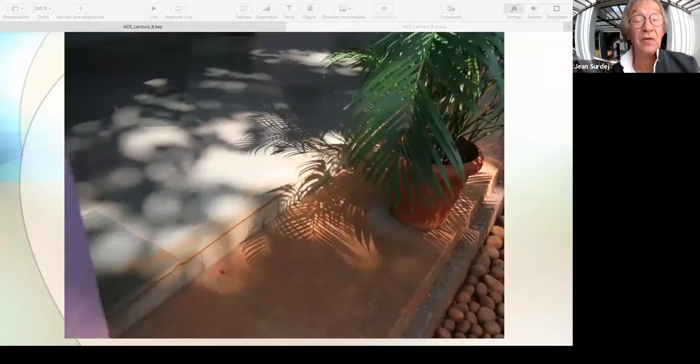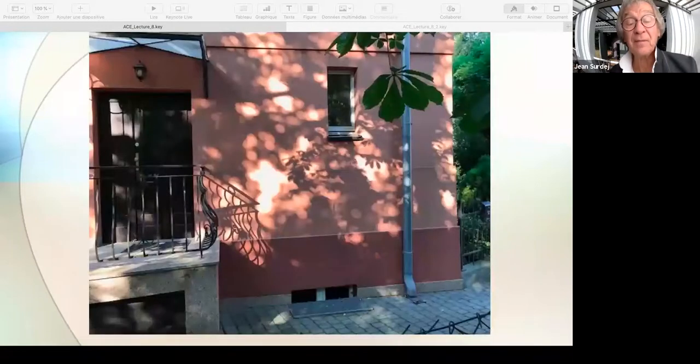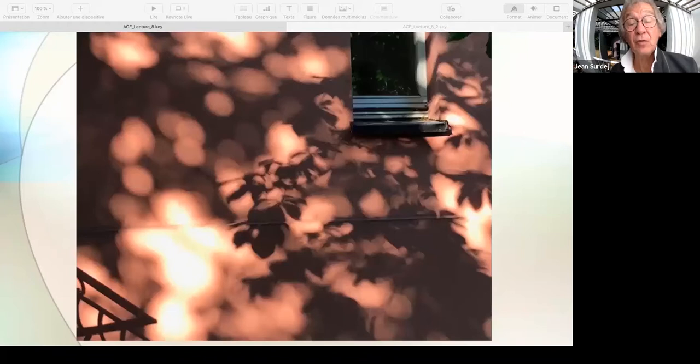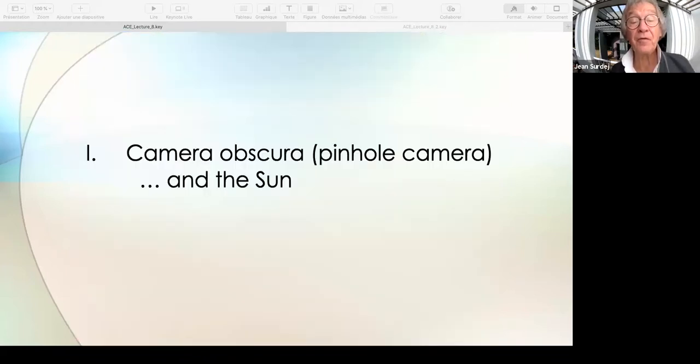Well, this is still another view. It's a zoom on another part of the campus. And you may see these very nice circular dots of light. Here is a projection on the wall of a house, where you may see again things looking like circular discs of light. Here is a zoom, and everything comes from the principle of the camera obscura, so the pinhole camera and the sun.